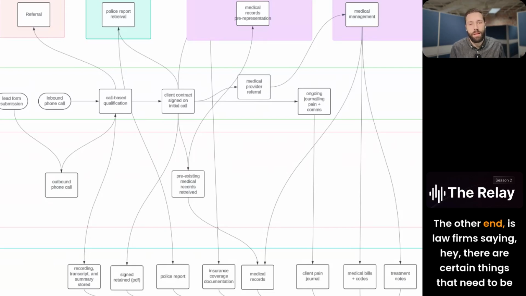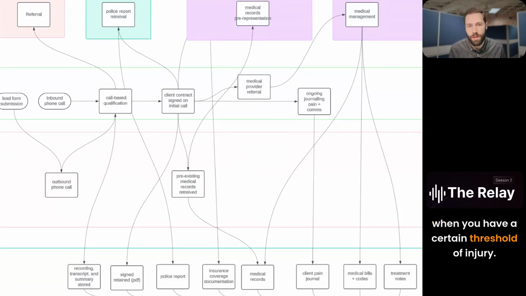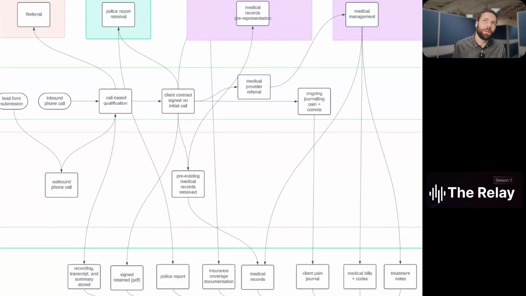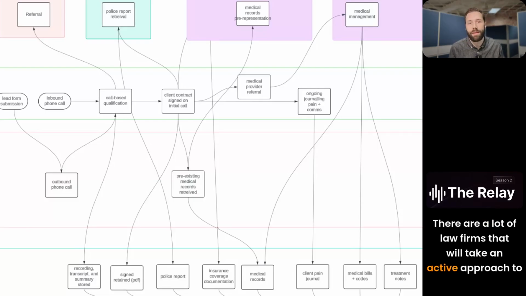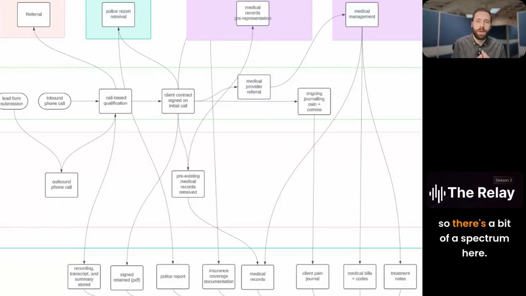The other end is law firms are saying, hey, there are certain things that need to be done from a medical perspective, and those are non-negotiables when you have a certain threshold of injury. So is an MRI being done? Are you treating for pain, et cetera, et cetera? There are a lot of law firms that will take an active approach to seeing that those checkpoints are being met along the way when there's a certain level of injury. So there's a bit of a spectrum here.